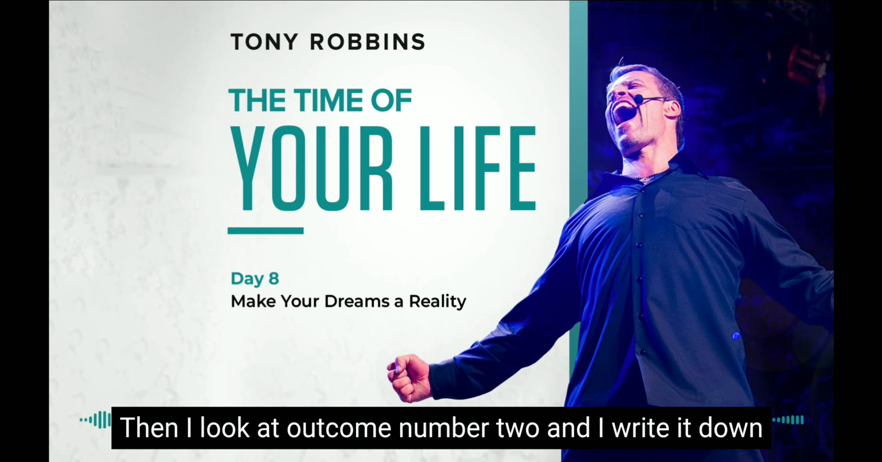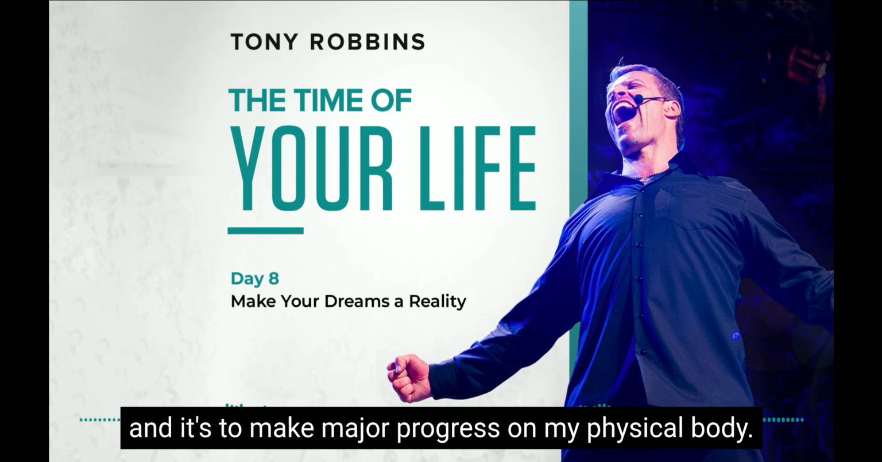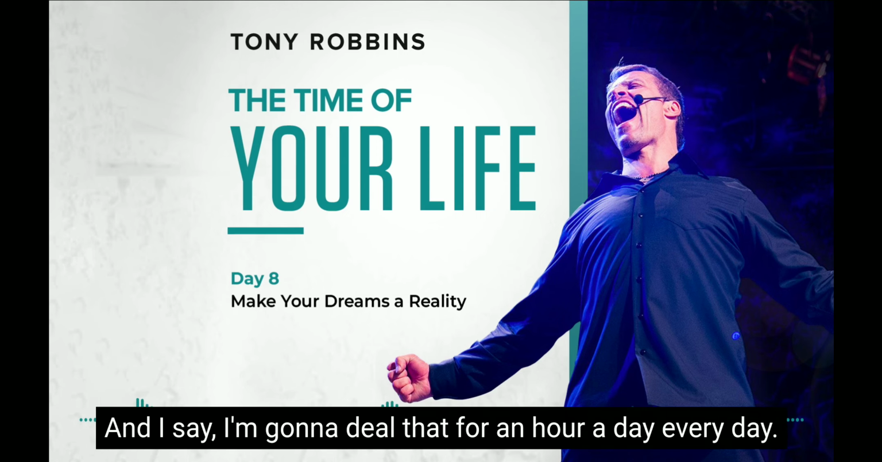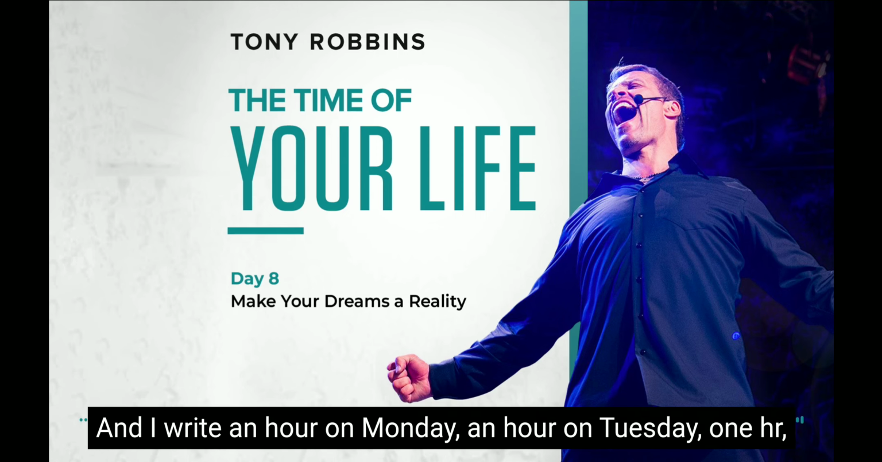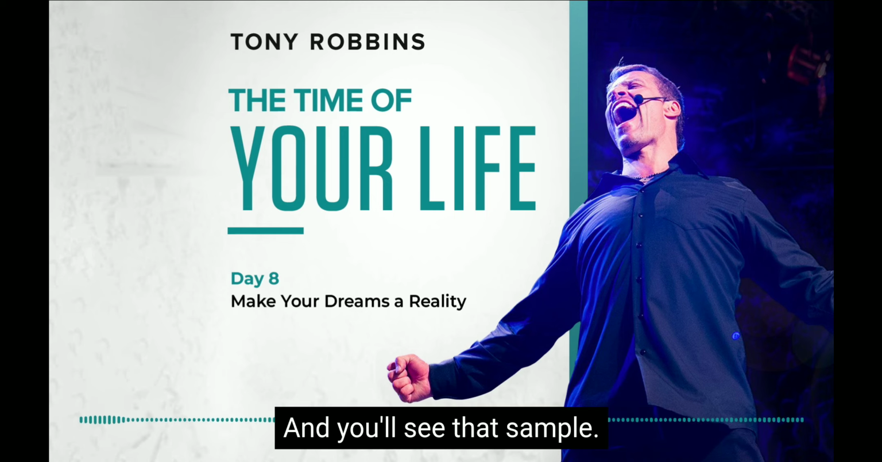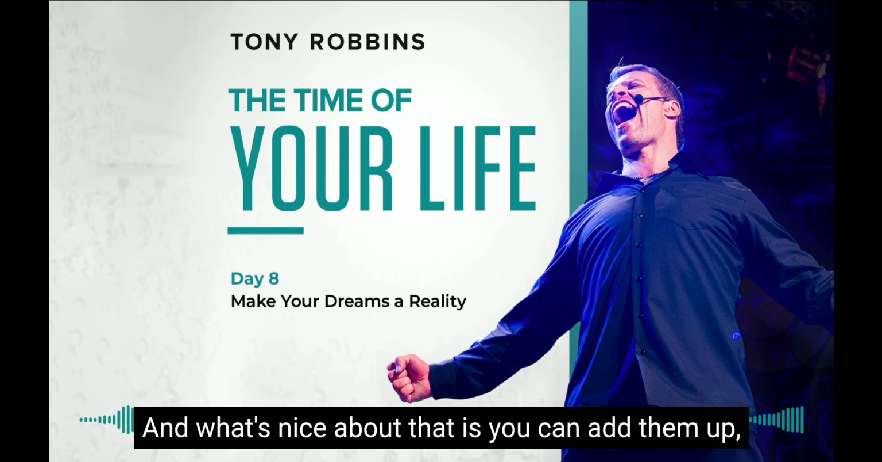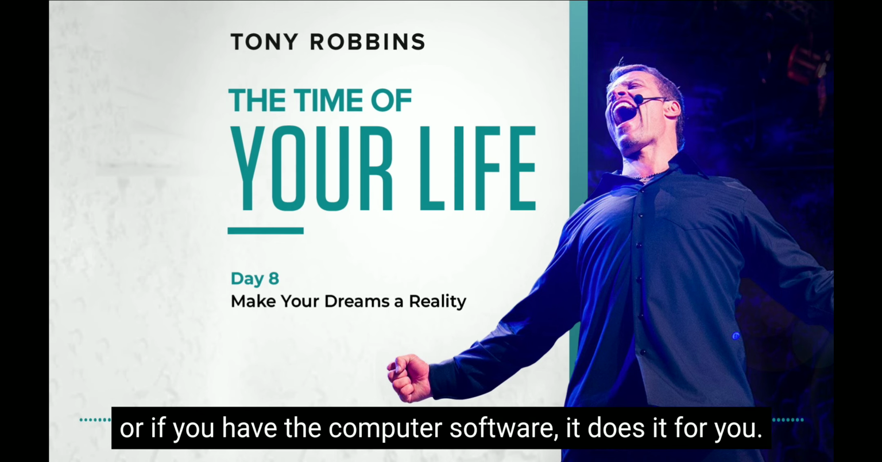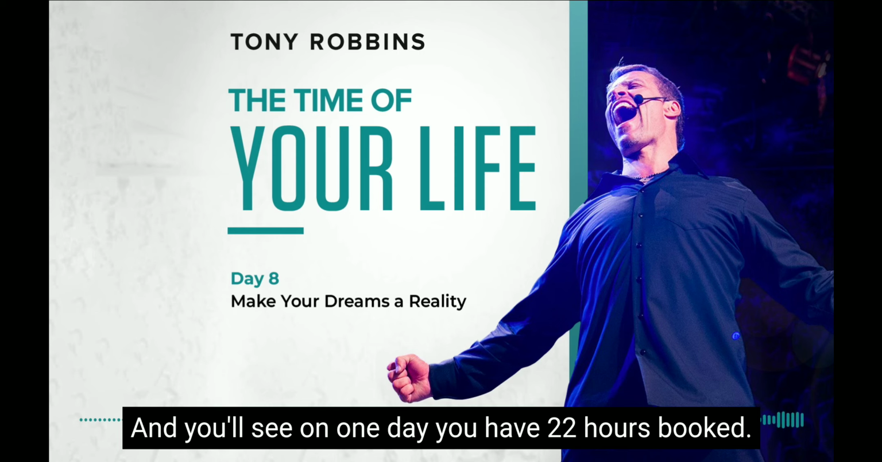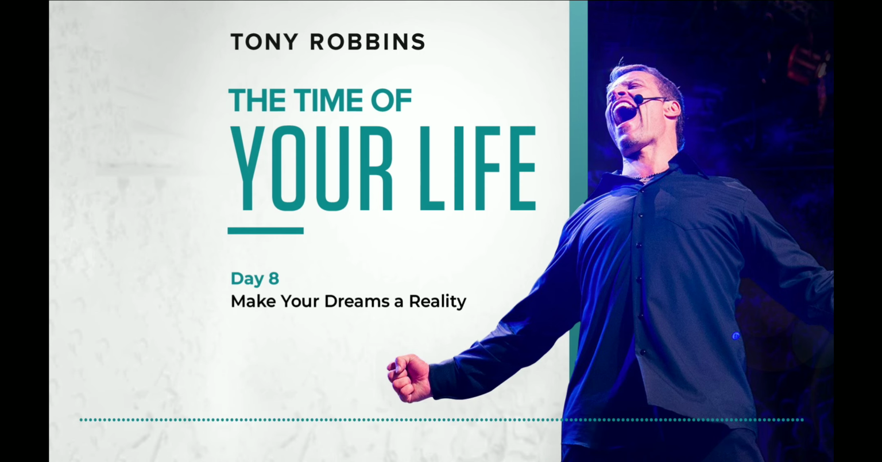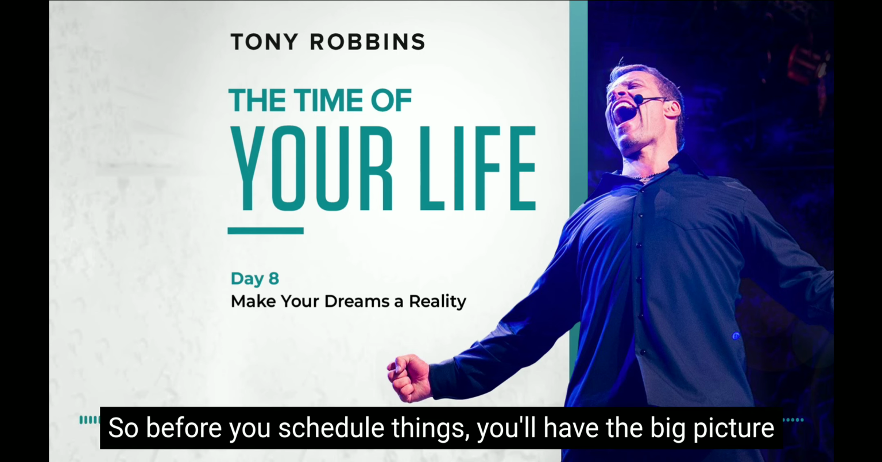Then I look at outcome number 2 and I write it down. And it's to make major progress on my physical body. And I say, I'm going to do that for an hour a day every day. And I write an hour on Monday, an hour on Tuesday, one HR all the way across. And you'll see that sample. And then I come up with the next one. And what's nice about that is you can add them up, or if you have the computer software, it does it for you. And you'll see on one day you have 22 hours booked, and another one you have 3 hours. So before you schedule things, you'll have the big picture.